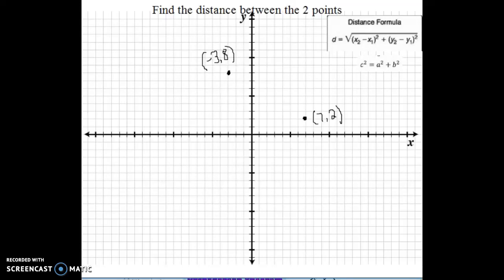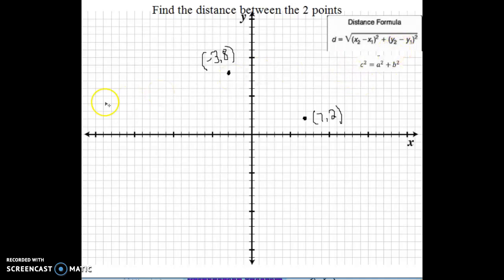Alright, so if you want to find the distance between 2 points, you have two options. You can use the distance formula or you can use the Pythagorean theorem. And I'm going to show you both. If we want to use the distance formula, then we're going to use this one right here. It's the square root of (x2 minus x1) squared plus (y2 minus y1) squared.